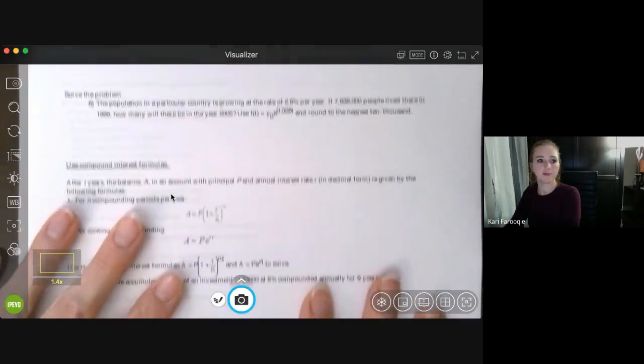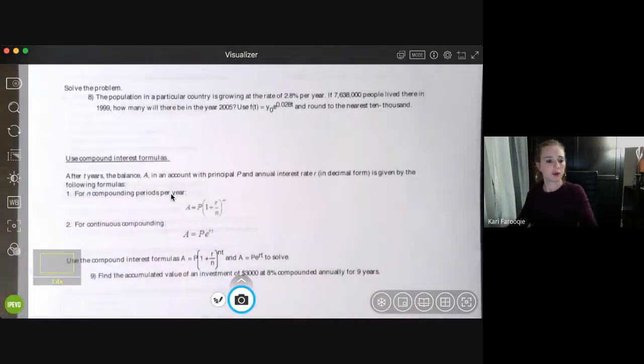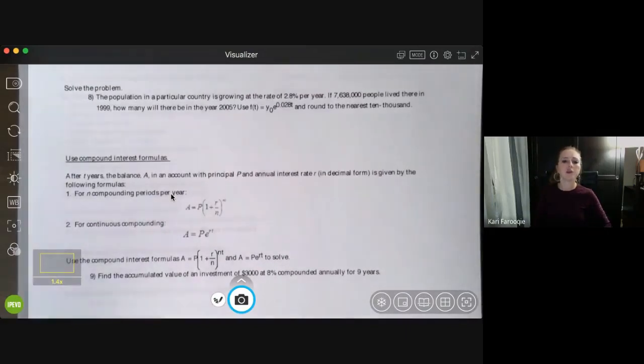Solve the problem. The population in a particular country is growing at the rate of 2.8% per year. If 7,638,000 people lived there in 1999, how many will live there in the year 2005? Use f of t equals y sub 0 e to the 0.028t and round to the nearest 10,000.